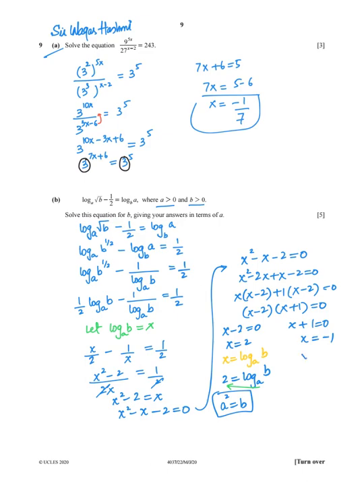Similarly with this one, x equals log a of b, x is minus 1, so minus 1 equals log a of b. So it will be a to the power minus 1 equals b. So these are the two values of b we got in terms of a, and that is your final answer.